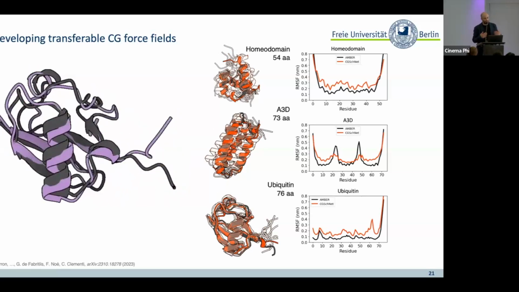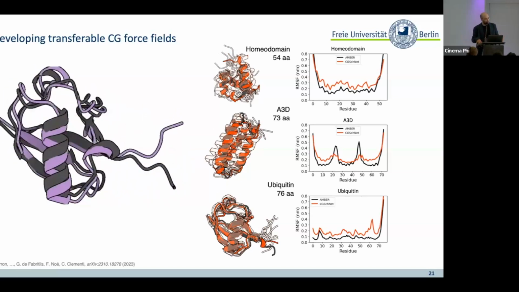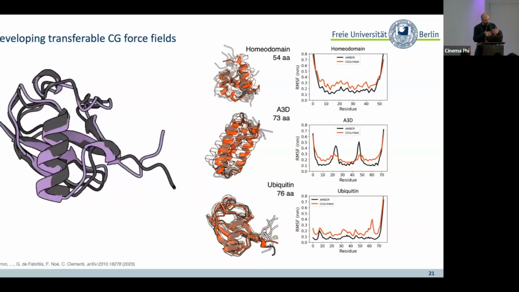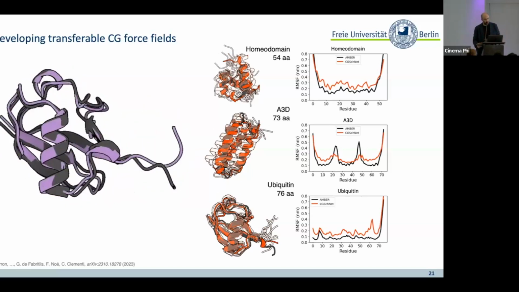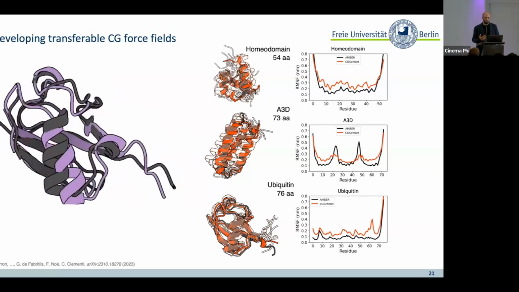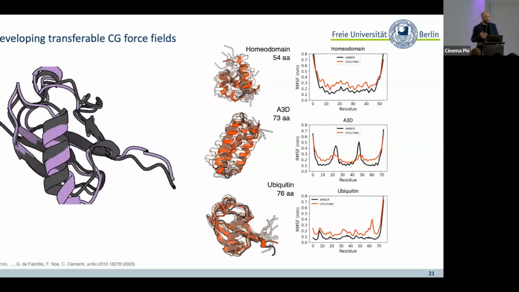So here you're looking at the root mean square fluctuation around the folded state, and we are generally able to reproduce the shape of this fluctuation correctly. Also, we have more flexibility, and this is something expected, right? Because the coarse-graining procedure makes the free energy smoother in a sense. So we expect to have more flexibility compared to the atomistic reference.